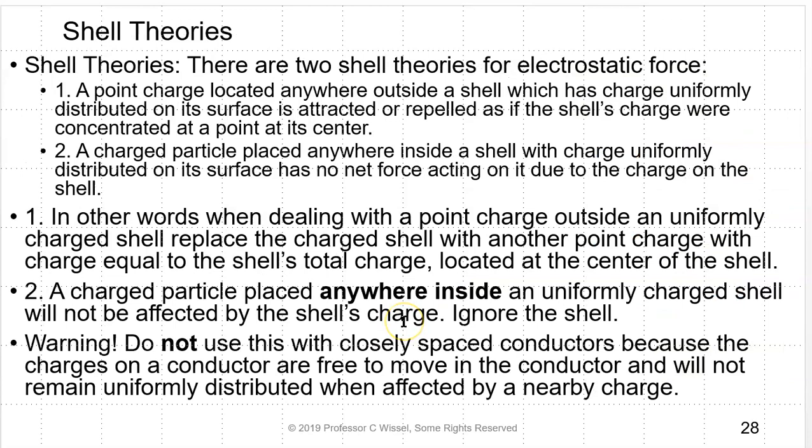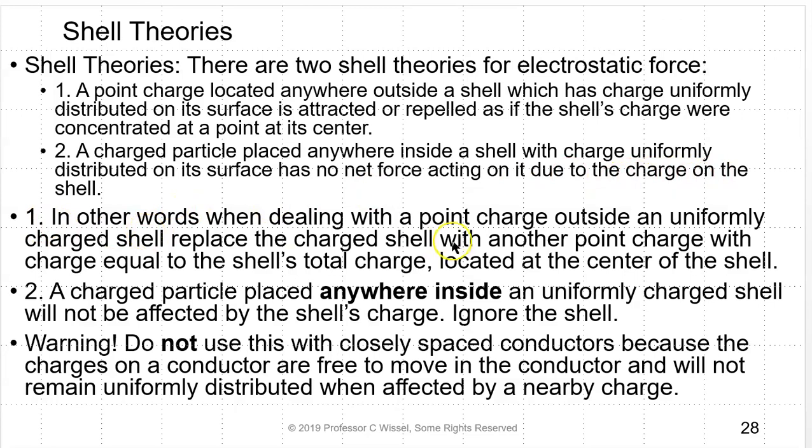Now, there are two basic shell theories for electrostatic force. You may have encountered shell theories when you talked about gravity. Number 1, a point charge located anywhere outside a shell which has charge uniformly distributed on its surface is attracted or repelled as if the shell's charge were concentrated at the point at its center. Number 2, a charged particle placed anywhere inside a shell with charge uniformly distributed on its surface has no net force acting on it due to the charge on the shell.